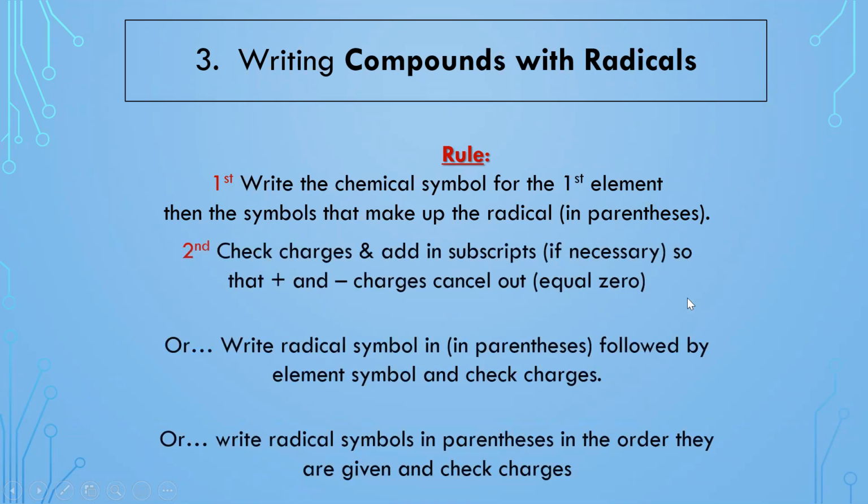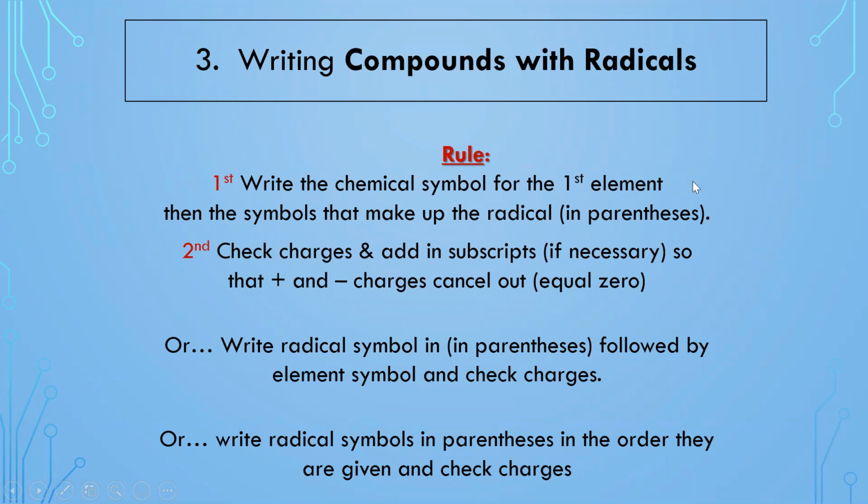And then you check the charges just like you did before. The element's charge comes from the periodic table. The radical's charge comes from the radical sheet. And then if the charges need to be canceled, you crisscross them and make the charge the subscript if necessary. The only thing is, if you're adding a subscript to a radical, you have to have it in parentheses. And I'll show you why in a minute.